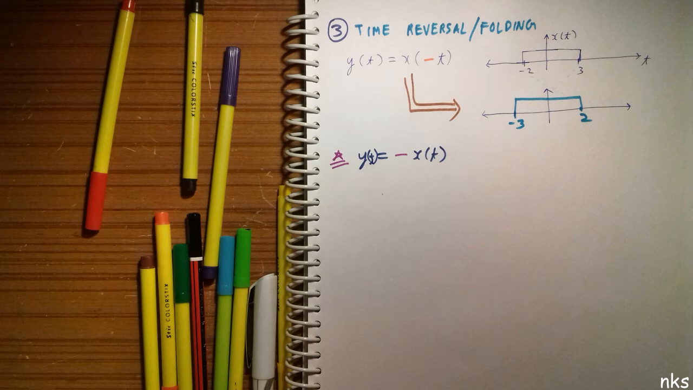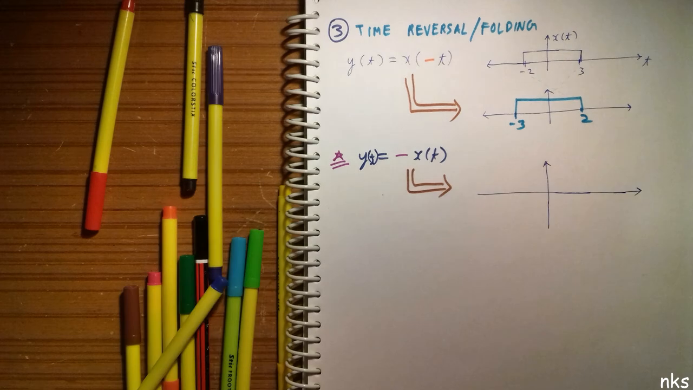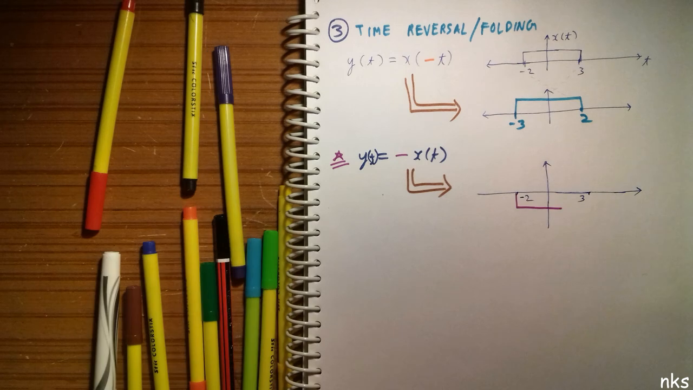So minus of x of t means the value of x of t will be multiplied by minus 1. So what it will do, the curve will go below the x-axis, if initially it is above the x-axis. I hope you got it. So it will be like this.